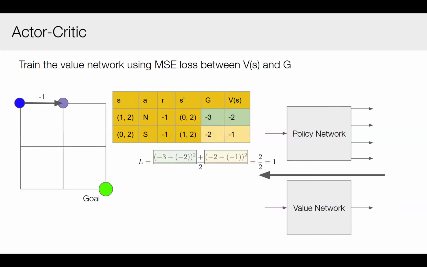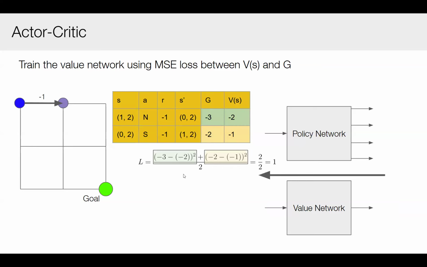Now we have what we need to compute loss, right? We have our prediction, our V of S. We have our ground truth, if you will. We have what it should be. So we're just gonna compute MSE loss between these, right?